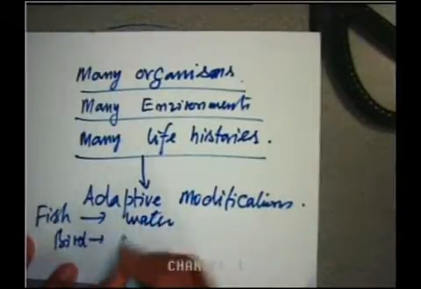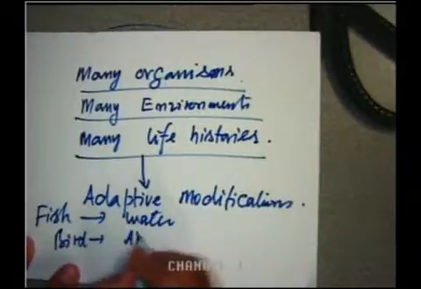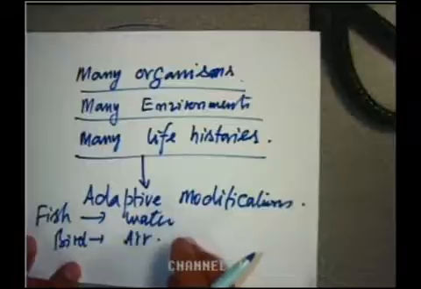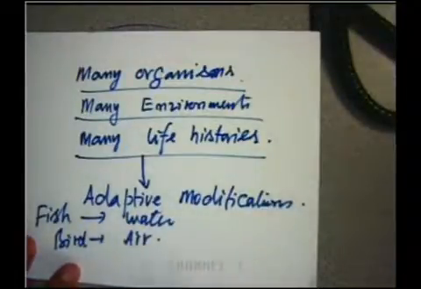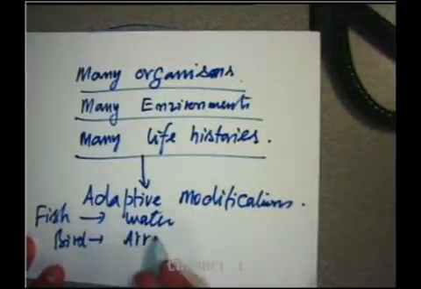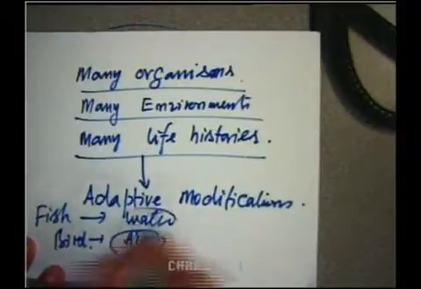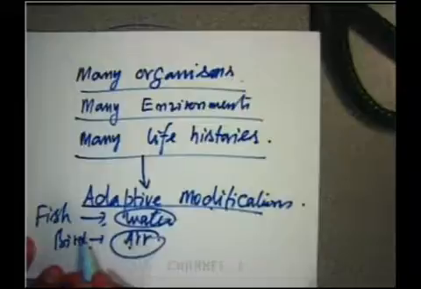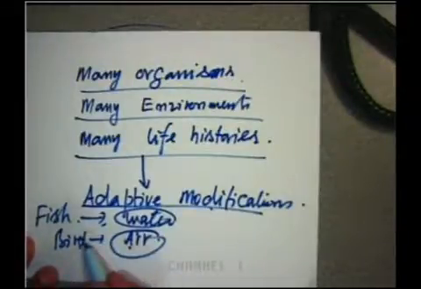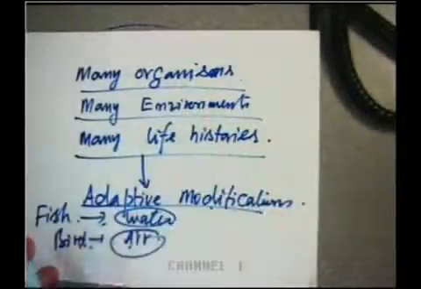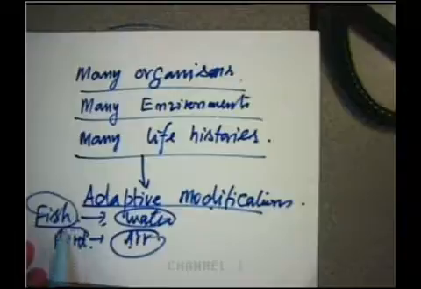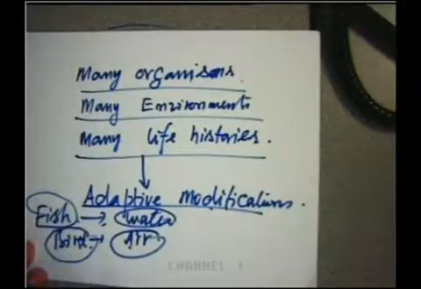Bird can live outside, not in the water, but in the air. But it will go into the water, dive into the water, and pick up a fish. And that's these feet, right? So this environment is different for this, and this is for this. It's essentially different. So there is some adaptive modification for the fish as well as the bird. Do you follow? So as I mentioned, many organisms and many environments and many life histories. So the life history of fish is different from the life history of a bird.